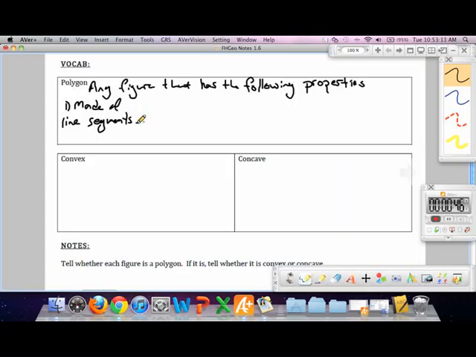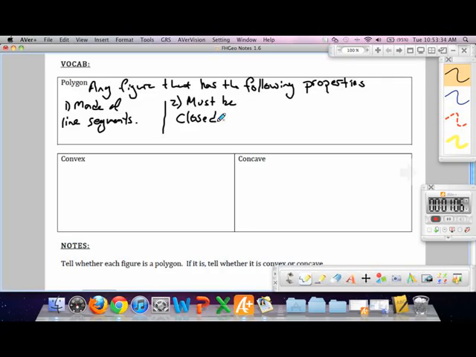Its second property is that it must be what's called closed. The sides must all be connected. You can't have just openings laying around. It can't be an open polygon. It's got to be closed. All the segments have to be connected all the way around.